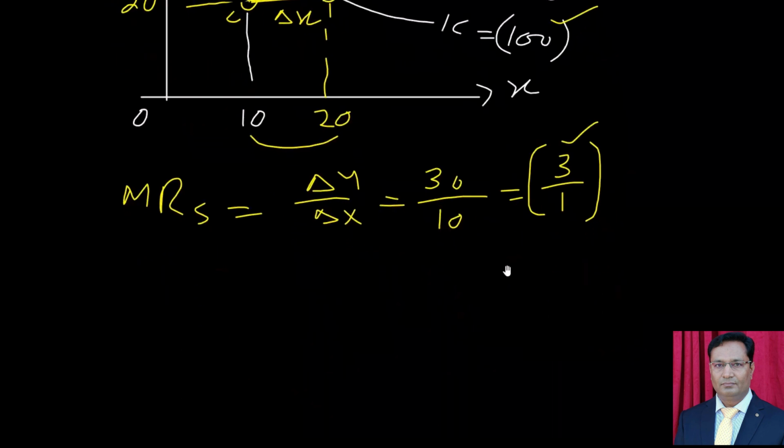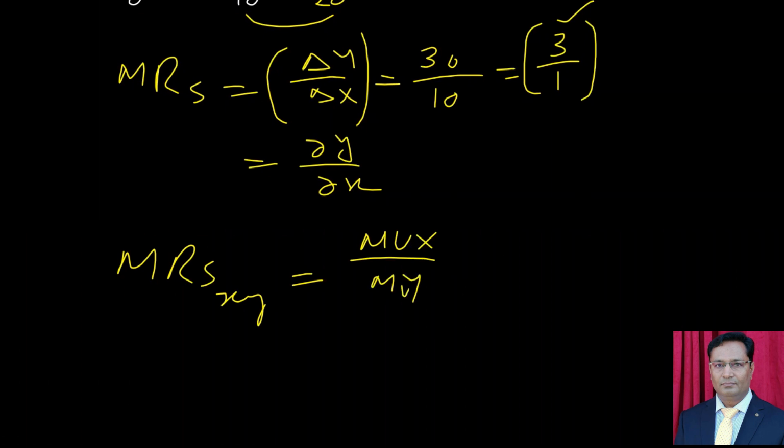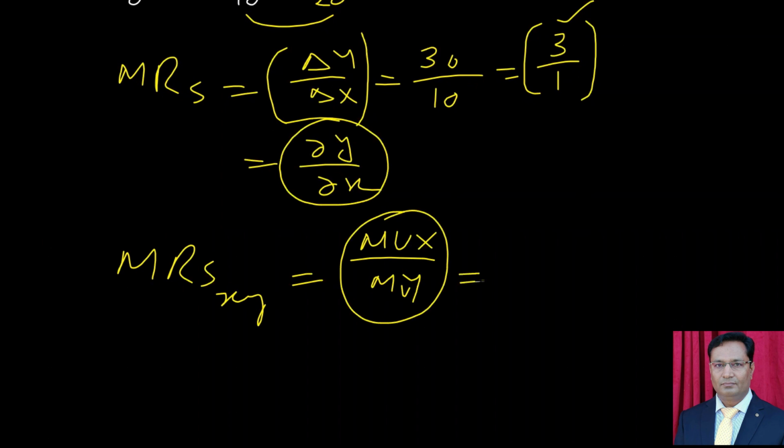Again, one more important thing which may be confusing you: marginal rate of substitution is equal to delta Y over delta X, or change in Y over change in X, or we can write it as derivative of Y over derivative of X. As you know that in previous example I wrote that marginal rate of substitution of X on Y is equal to marginal utility of X over marginal utility of Y. Then how can marginal rate of substitution be equal to this? We can just put the values and we can further derive it to reach this value.